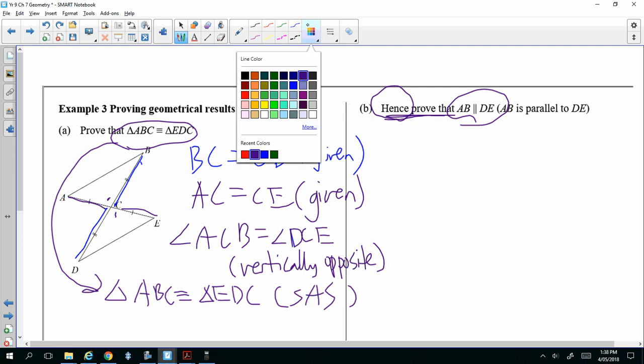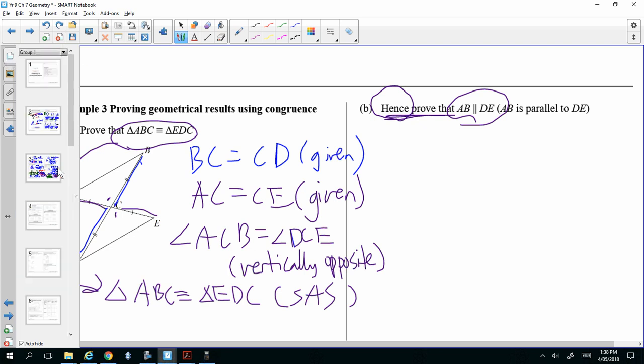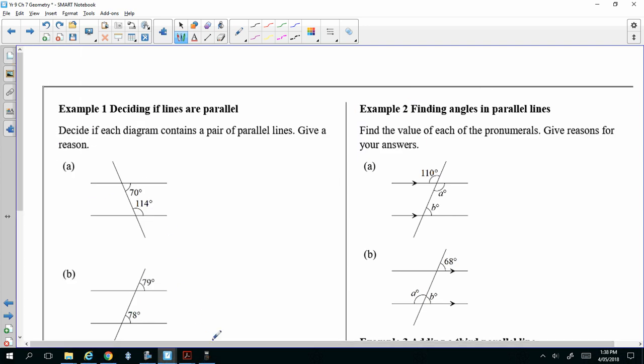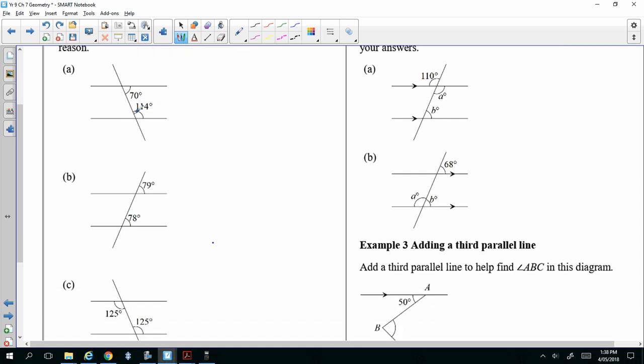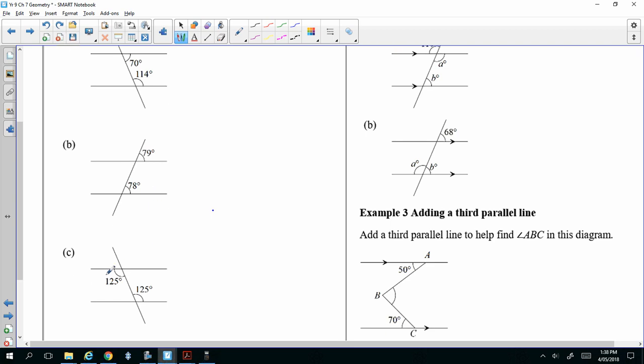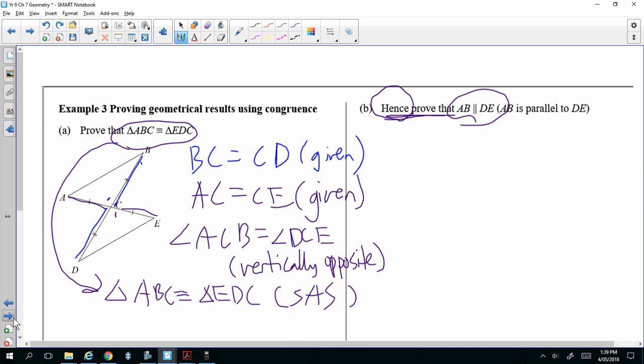Now, let's briefly revise what we did before. So, remember this example we did before, deciding whether lines are parallel? You can check whether the co-interior angles are supplementary, or the alternate angles are equal, or the corresponding angles are equal. So that's what we're going to do in here. Now, which two angles will be equal as a result of the congruence? But which one matches with which one?